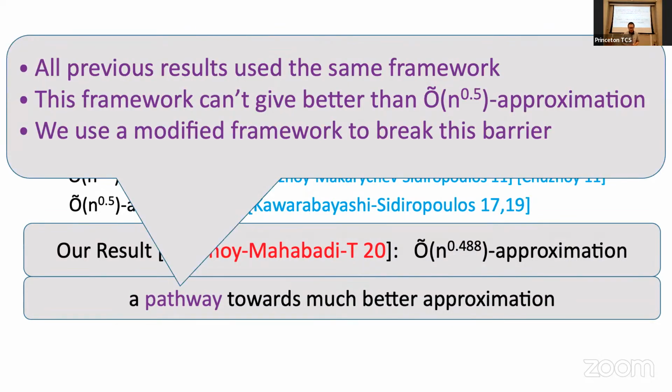So what do I mean by that? If we look at our previous algorithm, which I'm going into right after this introduction, we will see that all previous works use the same algorithmic framework. And this framework is shown to be giving us square root of n approximation at best. What we are doing in this work 3 years ago is we get around this barrier. This is the more important message we want to show. We use a modified framework to break this barrier, and this n to the 0.488 is really just a proof of concept, a message that this new framework can do better than old ones.